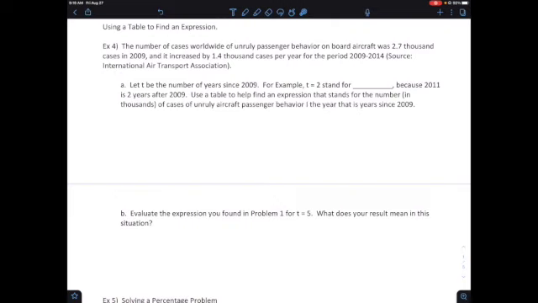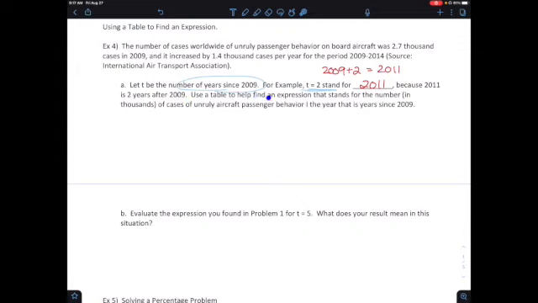So A is asking, let T be the number of years since 2009. That's where T starts. For example, T equals 2 stands for 2 years after we started in 2009. 2009 plus 2 gives me 2011. So that's for 2011, because 2011 is 2 years after 2009. And then let's read on.